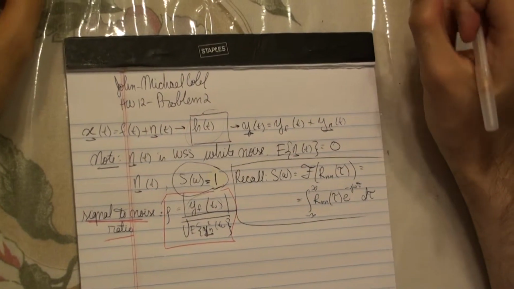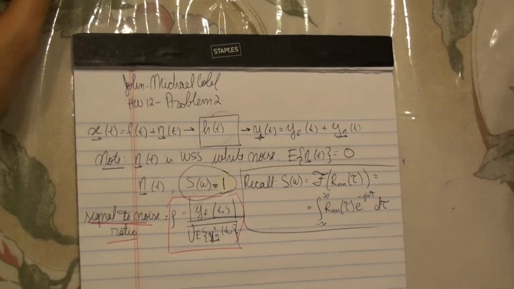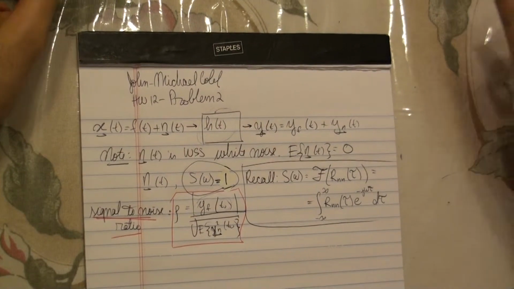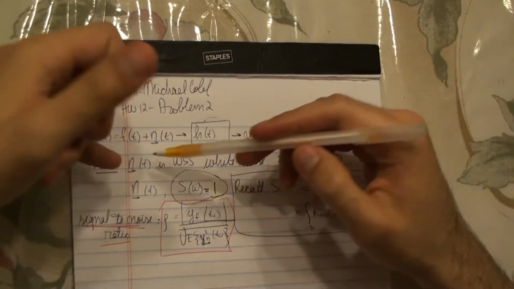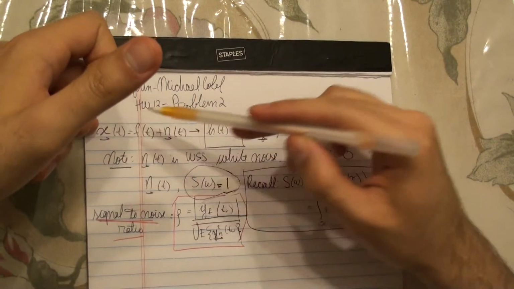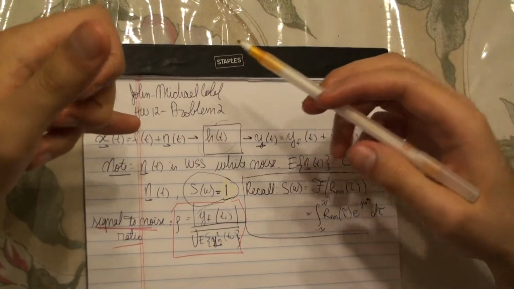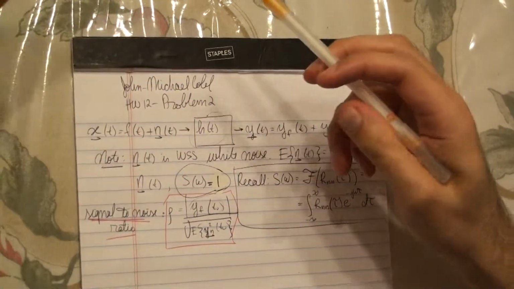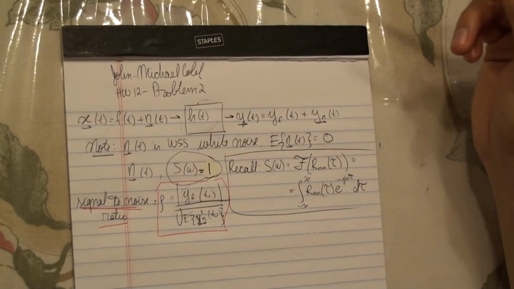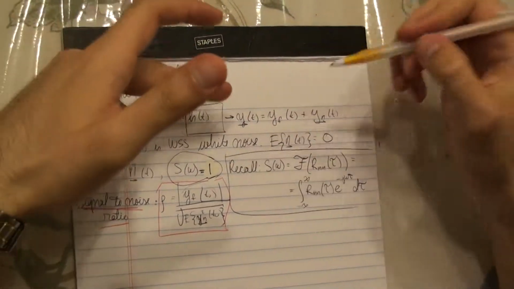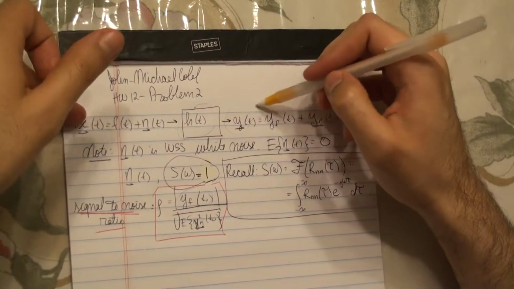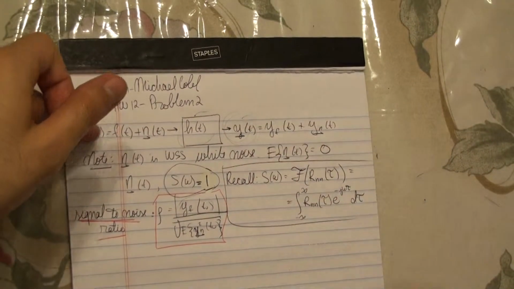Alright, homework 12, problem 2. So in homework 12, problem 2, we are given an input x of t, which is composed of f of t plus a white noise WSS signal. And for x of t we get the output y of t.